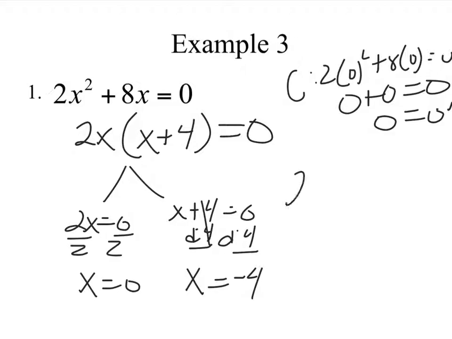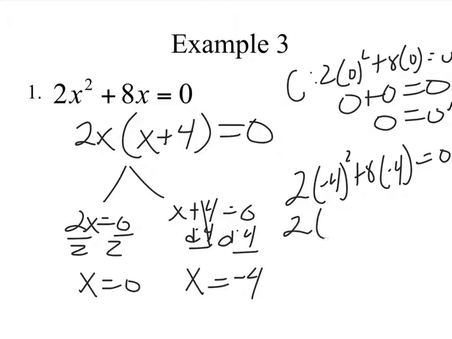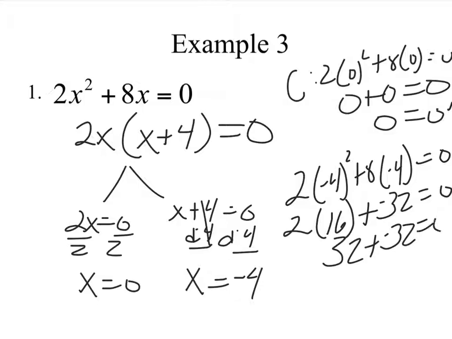Checking the negative 4. So 2 times negative 4 squared plus 8 times negative 4 needs to give me 0. Order of operations is exponents first. Please remember that because we have a negative base, we have that negative 4. We need to make sure we're plugging that into the calculator if we need to, in parentheses, to get us the positive 16. Plus negative 32 needs to equal 0. Positive 32 plus negative 32 needs to equal 0. 0 equals 0. We are good to go.